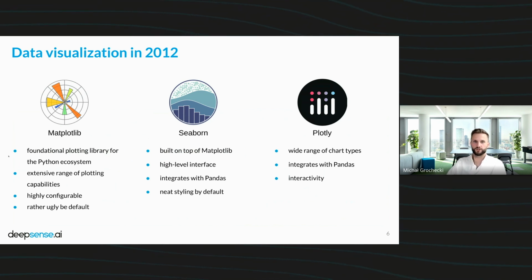Matplotlib, the OG of the plotting libraries for Python, offers an extensive range of plotting capabilities, is highly configurable, and the generated plots are rather ugly by default. Seaborn is built on top of Matplotlib. It provides a high-level interface for creating informative plots and integrates nicely with pandas. Also, the generated plots are aesthetically pleasing out of the box. And Plotly is the newest one of the three. It also provides a wide range of chart types, integrates with pandas, and is designed for creating interactive visualizations.